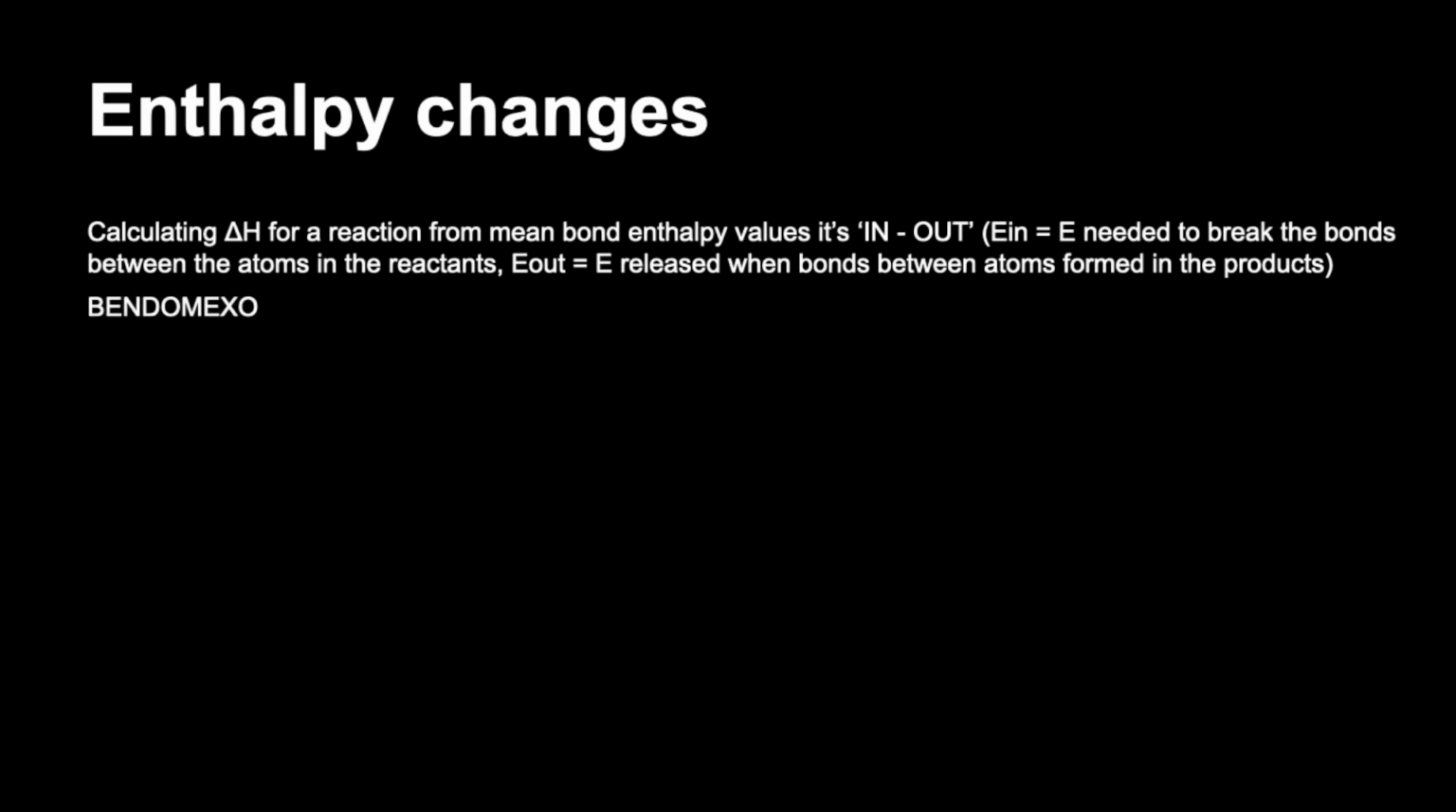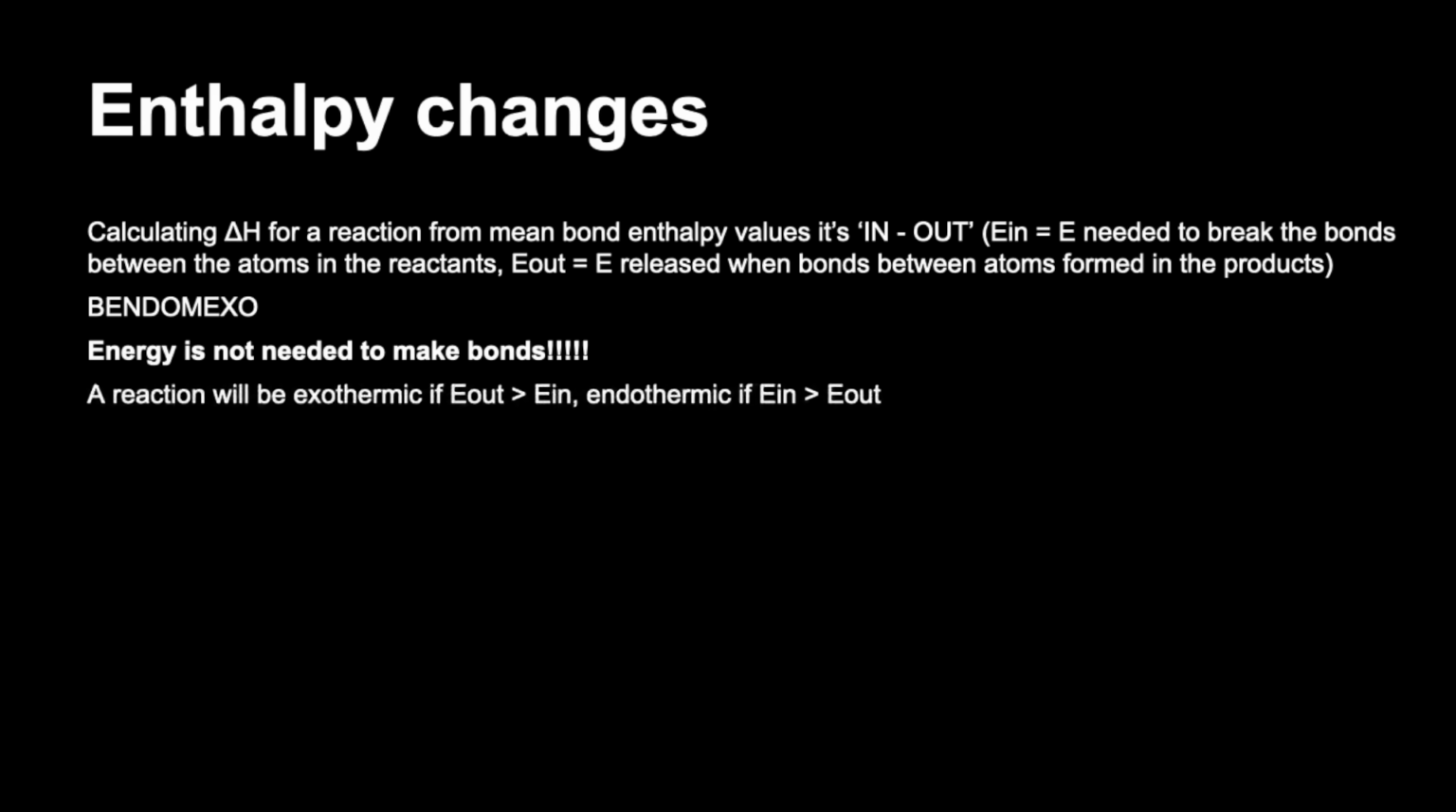So remember it this way, bendo-exo: breaking is endothermic, energy has to go in. Making is exothermic, energy is released. Really common mistake in this is students saying energy is needed to make bonds. It is not. So energy is not needed to make bonds. It's an exothermic process. A reaction will be exothermic if the energy released is greater than the energy that has to go in, and it'll be endothermic if the energy that has to go in is greater than the energy that comes out.